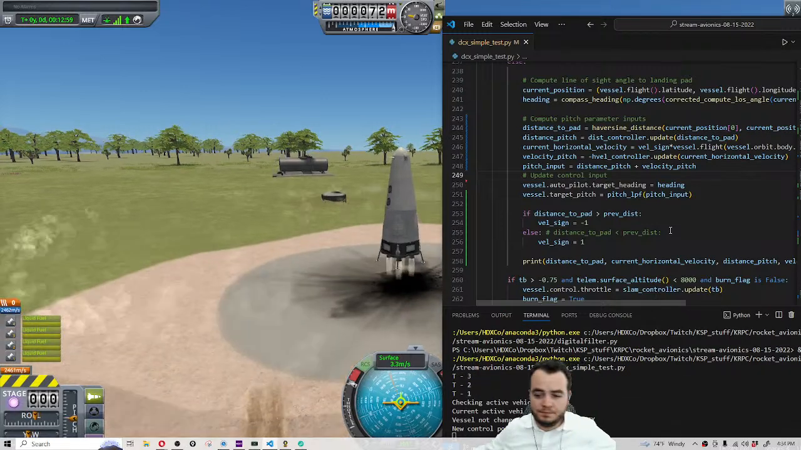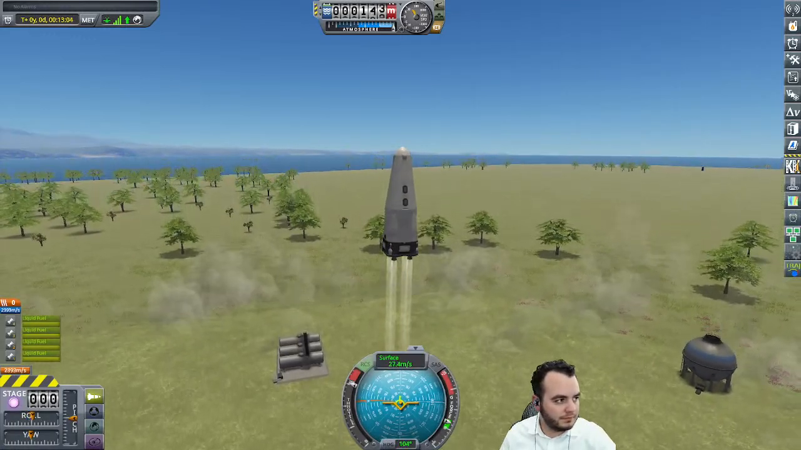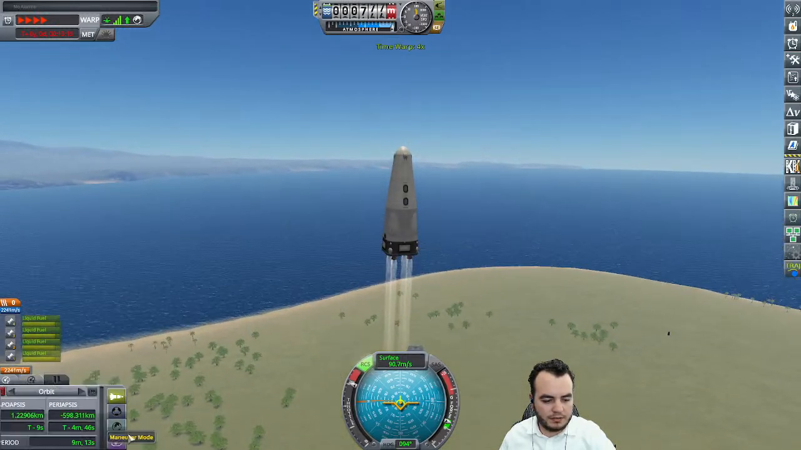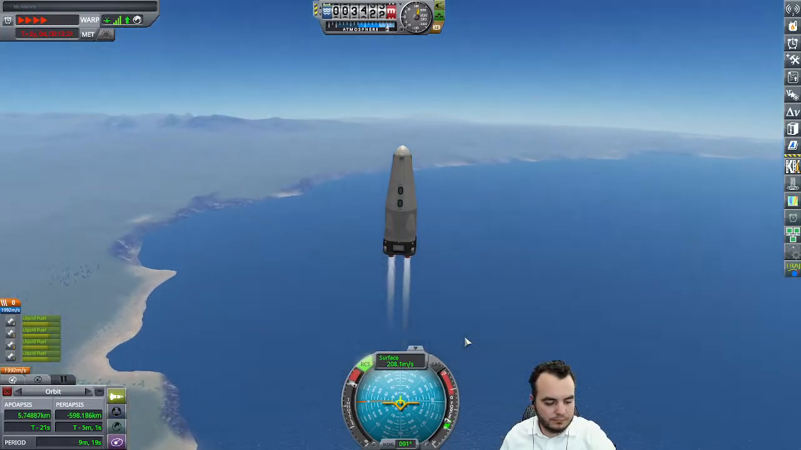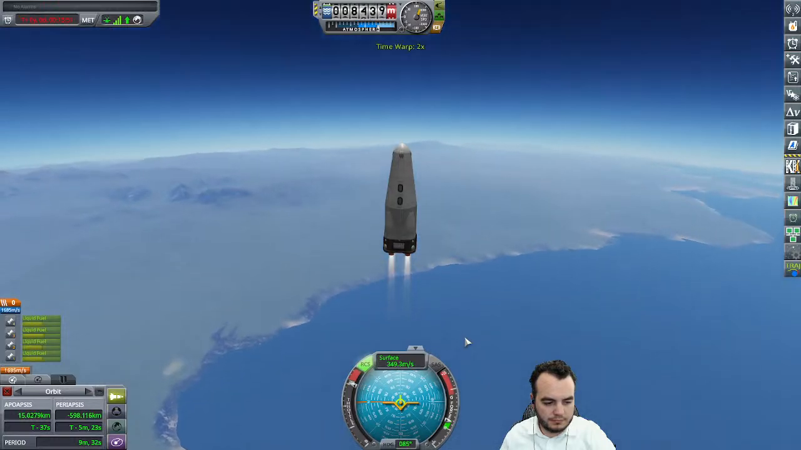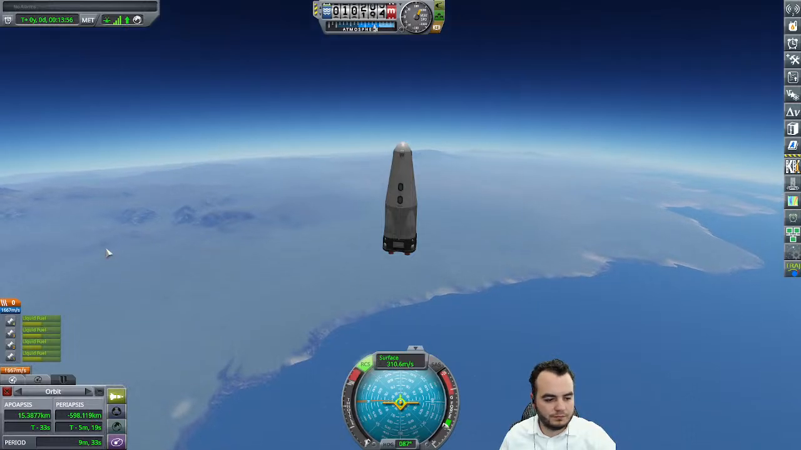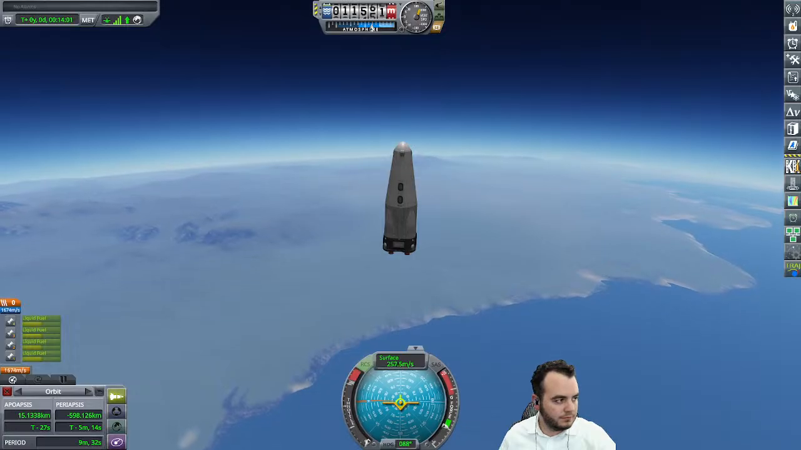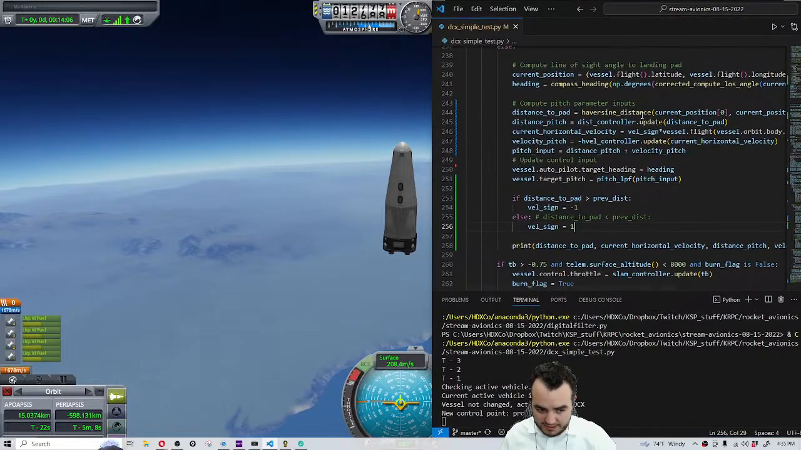Alrighty. And we're away. Alright, so we're going up to 15 kilometers again. There we go. We'll wait for it to start outputting all of the things that it needs.